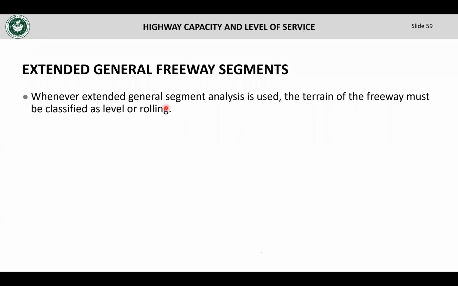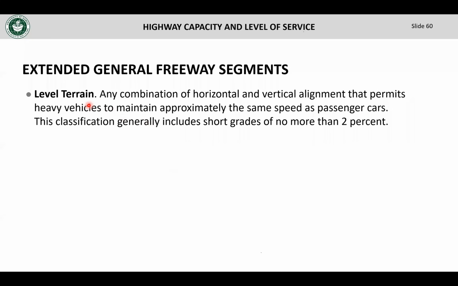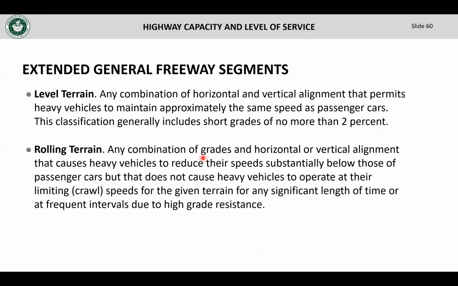Whenever extended general segment analysis is used, the terrain must be classified as either level or rolling. Level terrain is defined as any combination of horizontal and vertical alignment that permits heavy vehicles to maintain approximately the same speed as passenger cars. That generally includes short grades of no more than 2%. For the class, I will tell you we have either level terrain or rolling terrain, with the definition here, for an extended freeway segment.